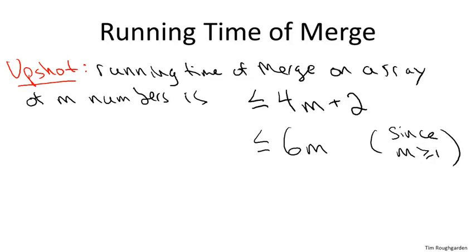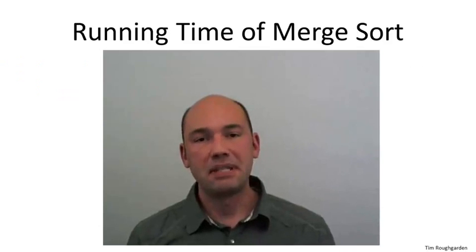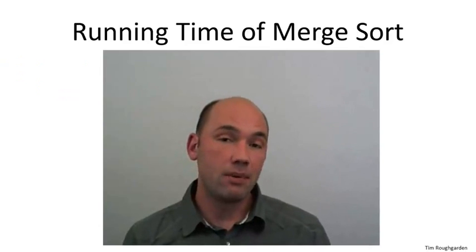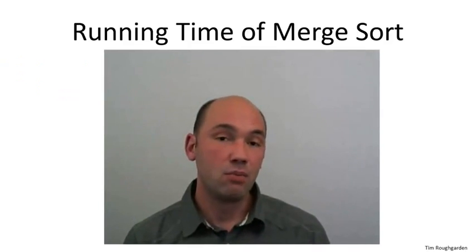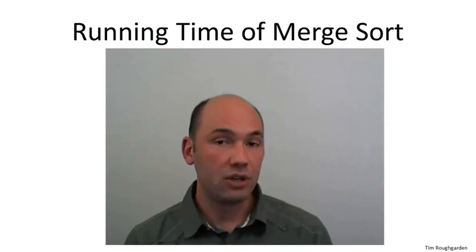Okay? You have to admit, it's true, 6m is always at least 4m plus 2. It's very sloppy. These numbers are not anything close to each other for m large, but let's just go ahead and be sloppy in the interests of future simplicity. Now, I don't expect anyone to be impressed with this rather crude upper bound on the number of lines of code that the merge subroutine needs to execute.